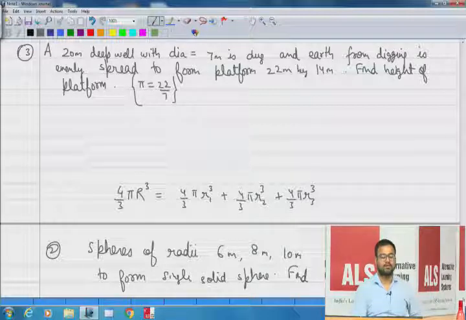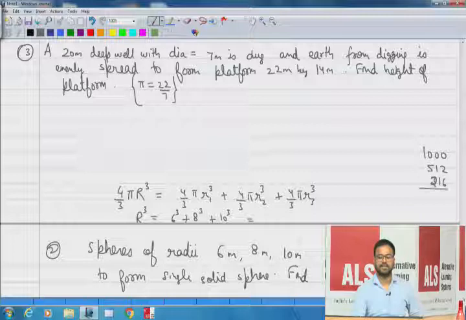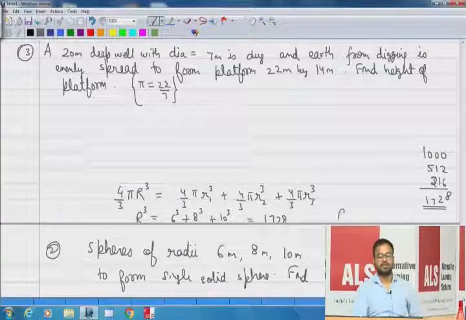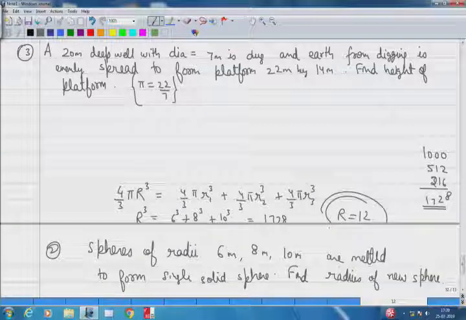Now 4 by 3 pi can be cancelled out from all of them. So r cube is equal to small r1 cube plus r2 cube plus r3 cube. And what will r1 be? 6 cube plus 8 cube plus 10 cube. 10 cube is 1000, 8 cube is 512 and 6 cube is 216. If you add all of them, that will be 1728. And if you remember the cubes, 1728 is the cube of 12. So the radius is going to be 12 for the larger one.